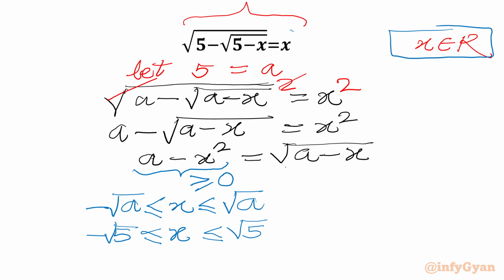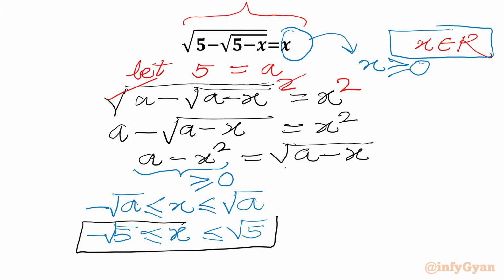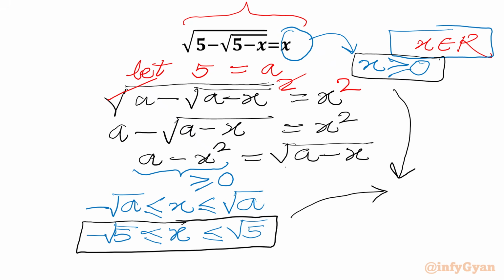But from the right hand side of the equation, we can write one condition: x should be greater than or equal to 0. Now I will club these two inequalities or conditions. Here we have the first inequality and here we have the second inequality. If we take the intersection of both, we are going to get one interval: x should be greater than or equal to 0, less than or equal to square root 5, or square root a.